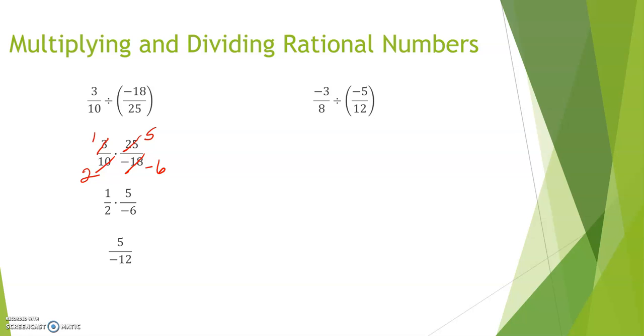-3/8 divided by -5/12. Leave the first fraction alone, so it's -3/8 times 12 over -5. 3 and 5 we cannot reduce. 8 and 12: 4 divides into 8 2 times and into 12 3 times. -3 over 2 times 3 over -5. +9/10.